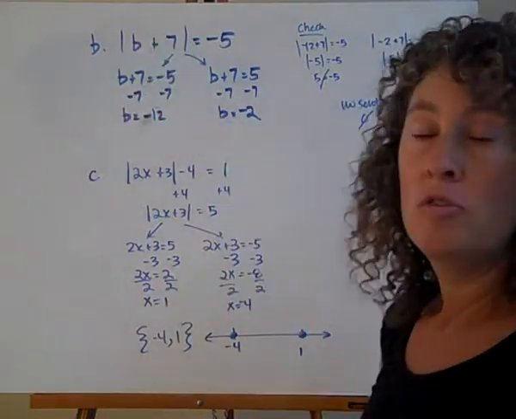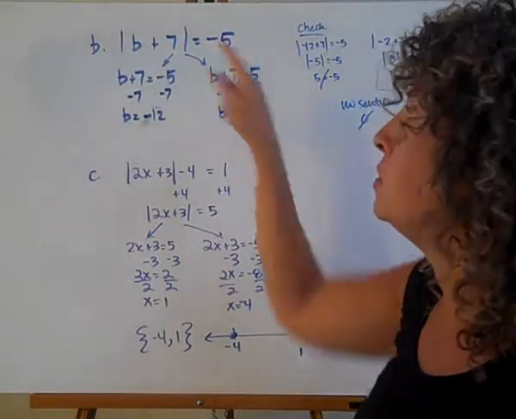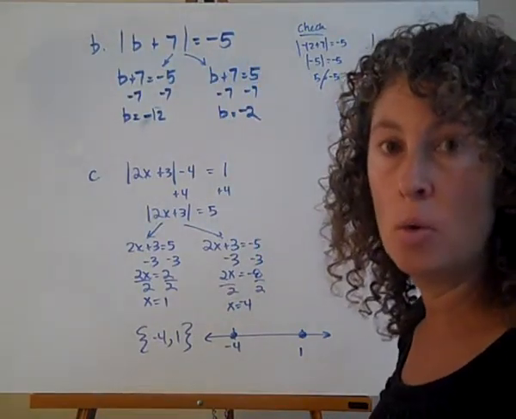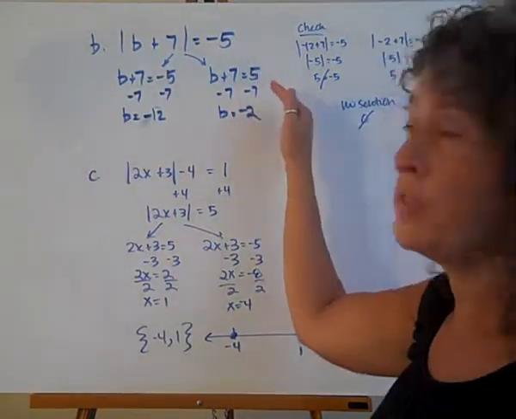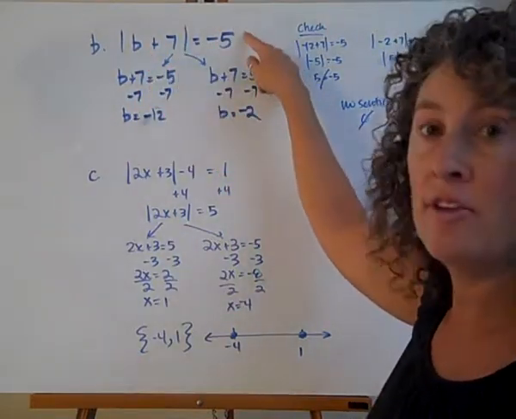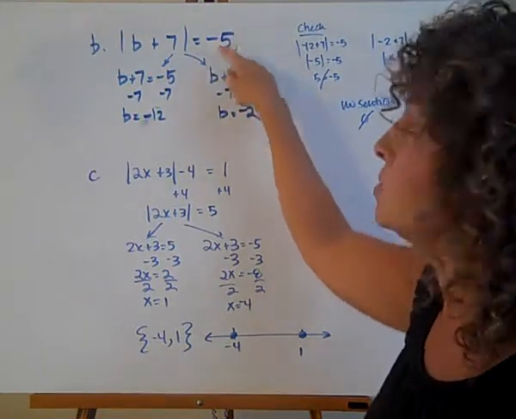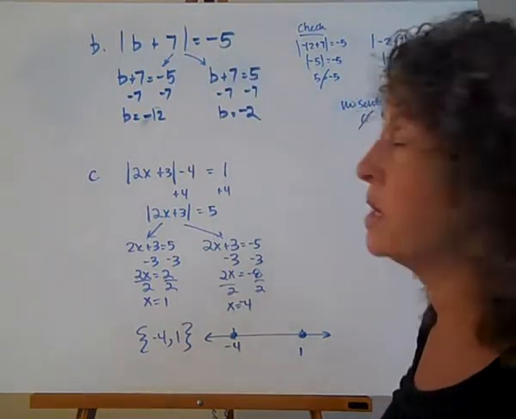So we have the absolute value of b plus 7 equals negative 5. Again, my absolute value expression is by itself on one side of the equation. So I'm going to split this up. I'm going to say what's inside the absolute value symbols could have been negative 5 before I started, or it could have been positive 5 before I started. I'm going to use the opposite of that expression that's over on the right.